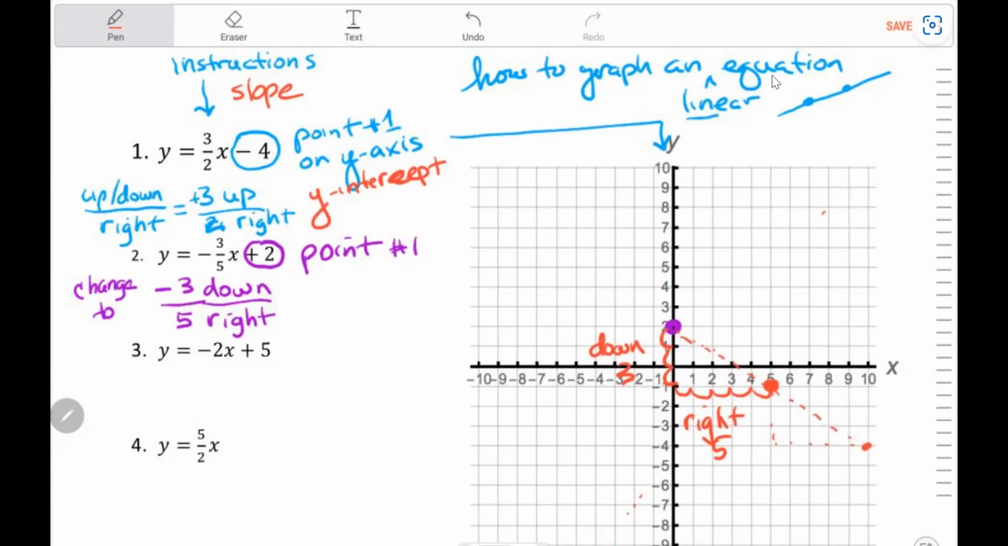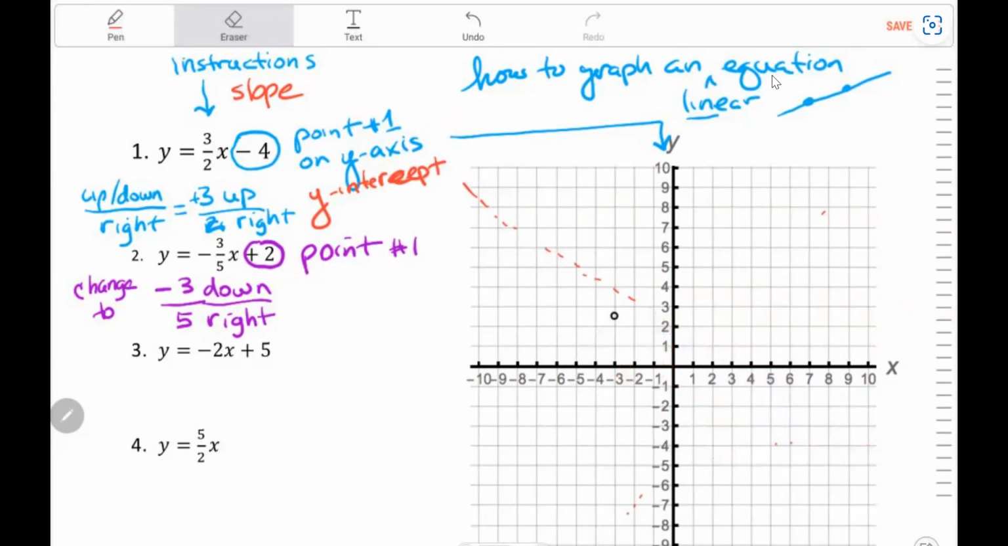Let's see if I can hit it going the other way. 1, 2, 3, 5. 1, 2, 3, 4, 5. That was pretty close. All right. And so there's our line. So we found 2 points. One was the y-intercept, and the other we found by using the slope. The slope is our instructions. All right. Okay, so let's erase that one.